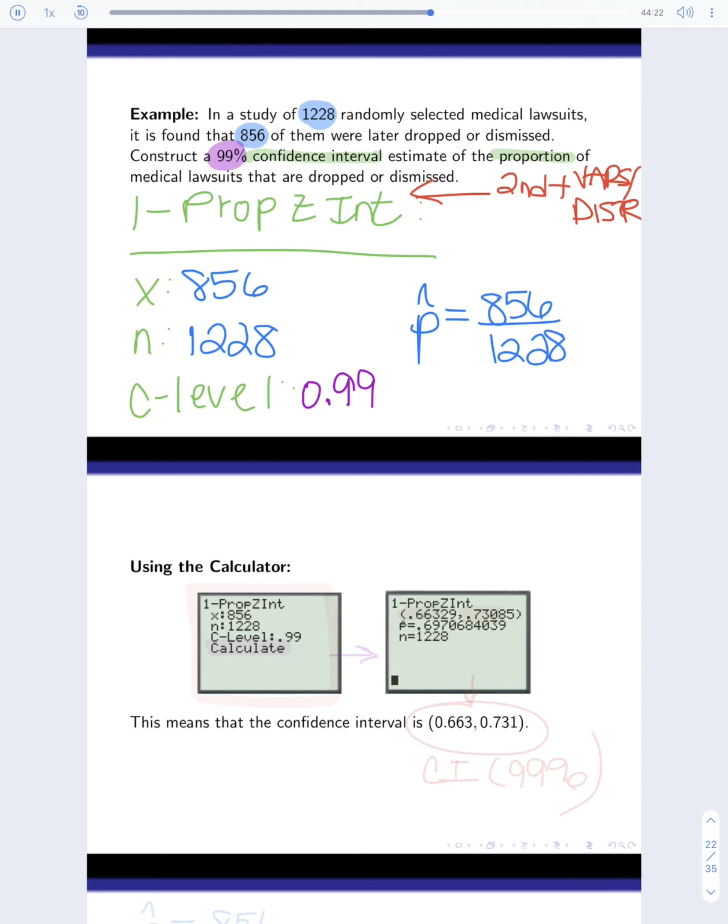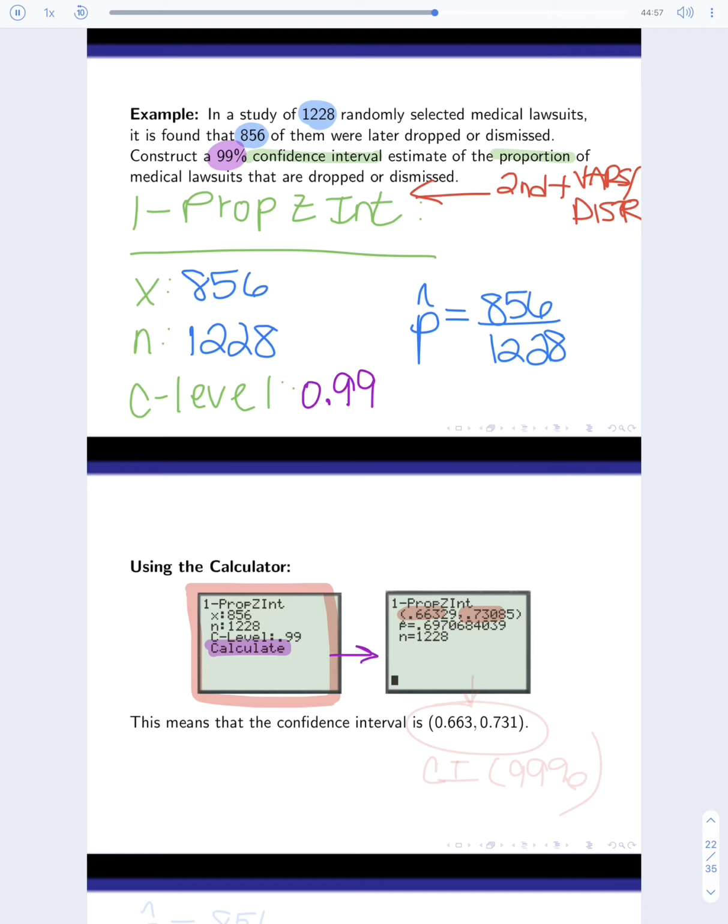But this is what it will look like when you go to input it into your calculator, and you type in your x, your n, and your confidence level, and again you'll go back down all the way to the bottom and select calculate. Then after pressing calculate and enter, what you'll come up with is the following output. And your confidence interval pops out right away. It is 0.663, 0.731 if you round this.